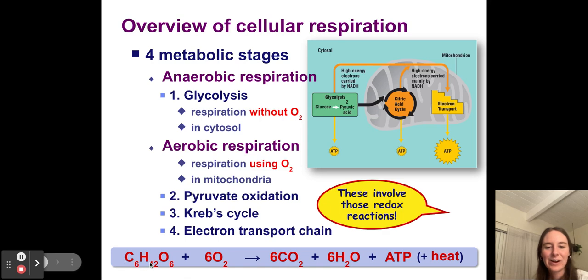But again, our overall formula, we're going to take glucose, not carbon dioxide, glucose here. We're going to add some oxygen, right, aerobic, and we're going to produce carbon dioxide, 6 water, and some ATP, like we see here. And we're going to generate some heat in the process, because anytime a chemical reaction occurs and you're releasing energy, you're also converting some of that energy to heat.